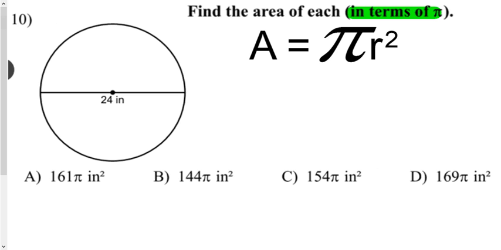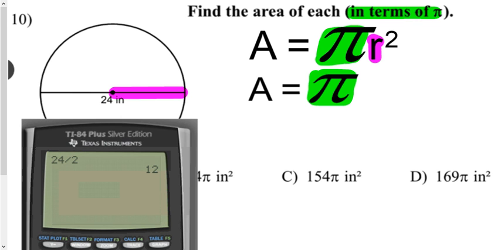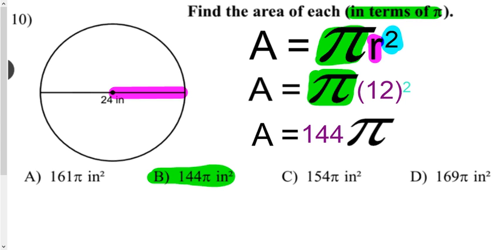Number 10, still need it in terms of pi, so pi just stays there as pi. We need to find the radius, and they gave us the whole diameter. So 24 divided by 2 is 12. We'll put 12 in for the radius, raise it to the second power. Do not think that that means 24. It's 12 times 12 is 144. And remember, we want to write it as 144 pi inches squared.